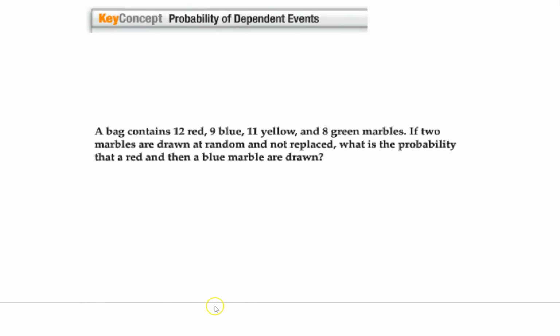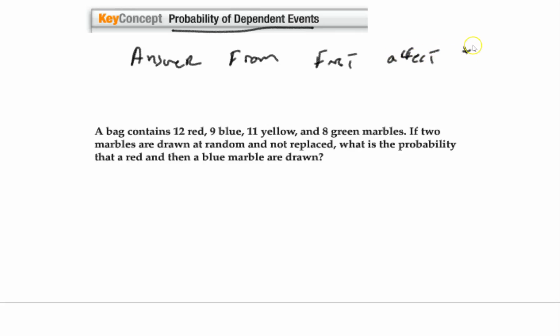Now we talked about earlier, what if we do dependent events? That means the answer from the first affects the answer from the second. Dependent events. So in this case, let's look at an example here. A bag contains 12 red, 9 blue, 11 yellow, and 8 green. That's a lot of marbles in that bag. So let's see, that's 20, that's 20, so 40 marbles. We have 40 marbles total.